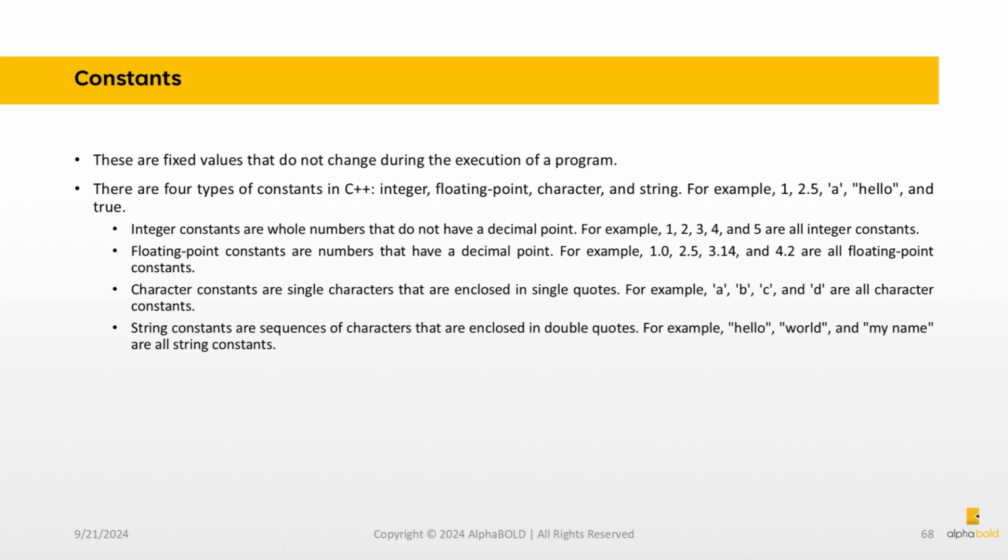Floating point constants are numbers that have a decimal point. For example, 1.0, 2.5, 3.14, and 4.2 are all floating point constants.